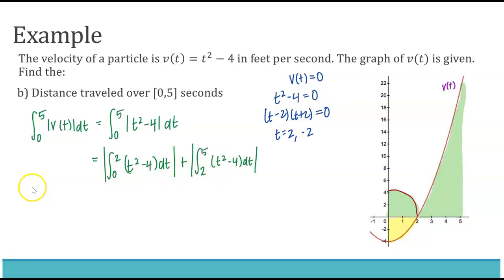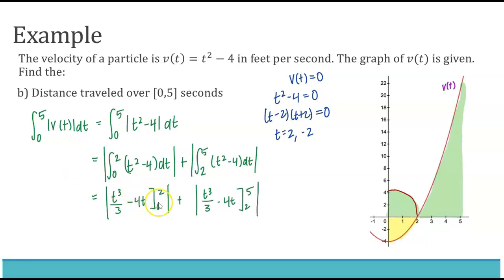So then we would go ahead and evaluate each of these two integrals inside here, which no longer have that issue of an integrand with absolute value bars. We were able to go ahead and move them to the outside because we broke it up into the two integrals we need. So here, this would be t cubed over 3 minus 4t evaluated from 0 to 2. All that's in absolute value bars. The same over here, t cubed over 3 minus 4t evaluated from 2 to 5.